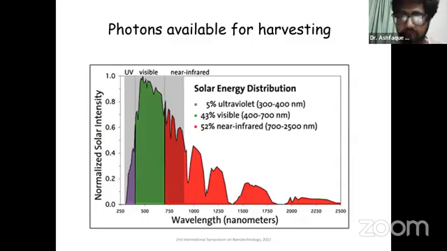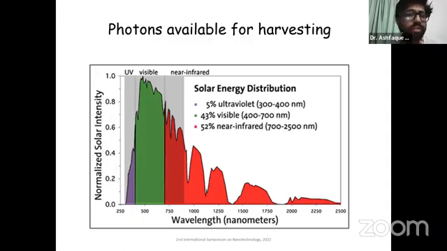So when we are talking about homojunction solar cells, not monojunction, homojunction solar cells, that means we are using only one semiconductor. What happens is we are actually absorbing a very small portion of the visible light. So that is actually the wastage of most of the solar radiation.